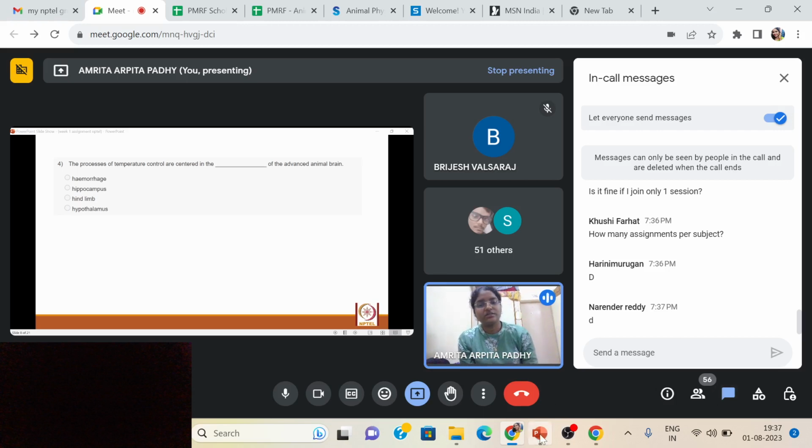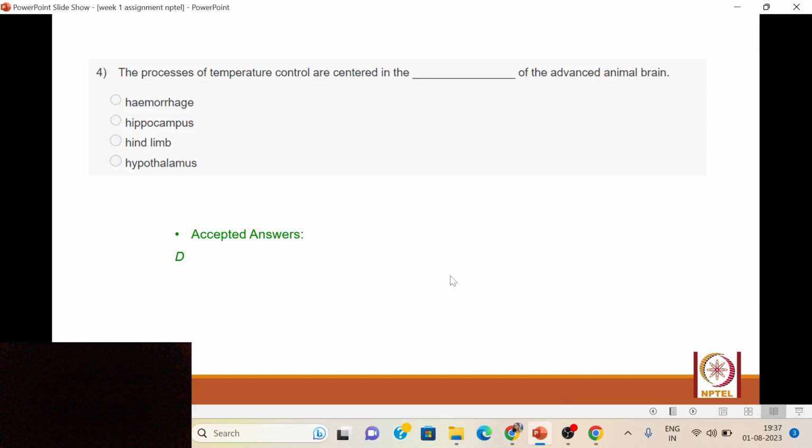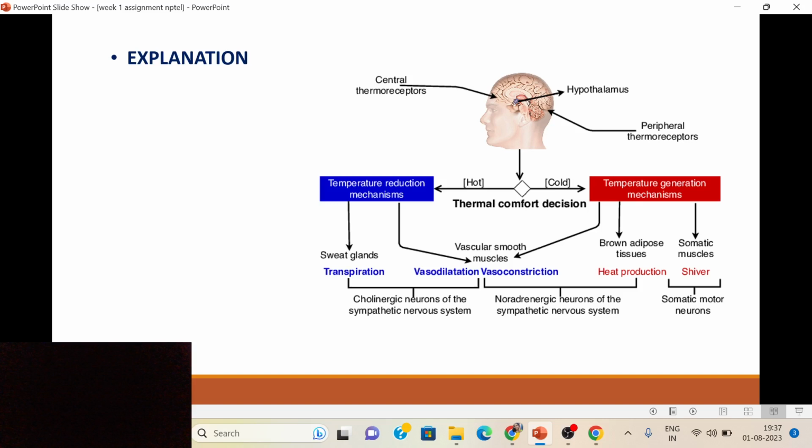Okay. I think we can move on to the correct answer of the fourth question, which is hypothalamus. The processes of temperature control are centered in the hypothalamus of the advanced animal brain. Here you can see how the hypothalamus is controlling the temperature in our body.